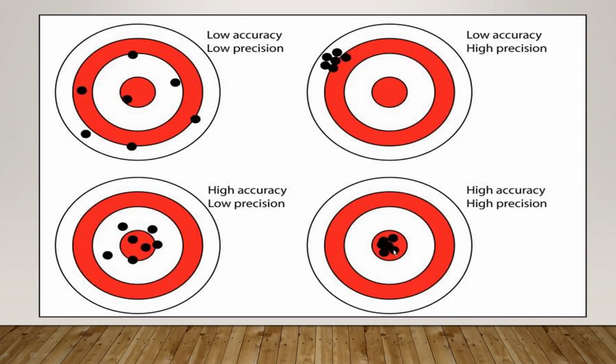And coming to the last one, all the darting points have been positioned in the red color mark only, and the points are also in a small space, so fewer positions have been covered. These darting positions have been done in very little space. So this is called high accuracy and high precision.